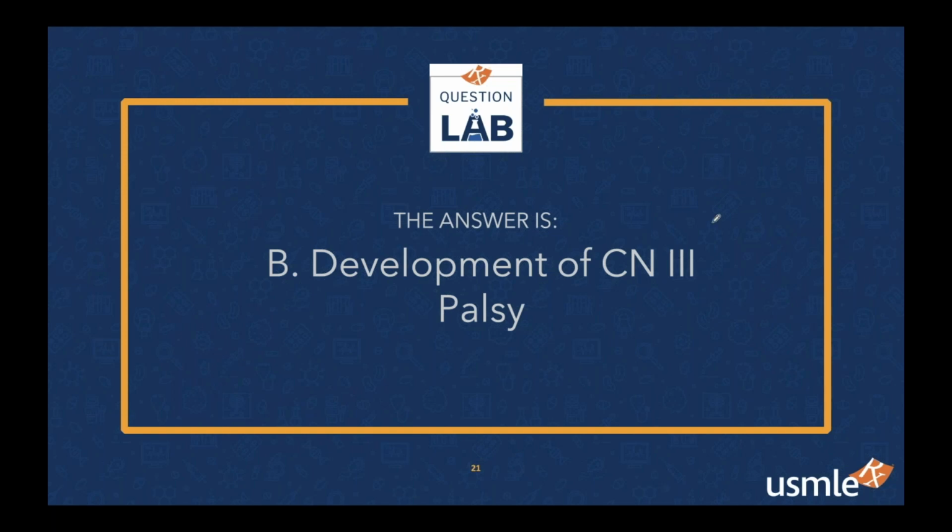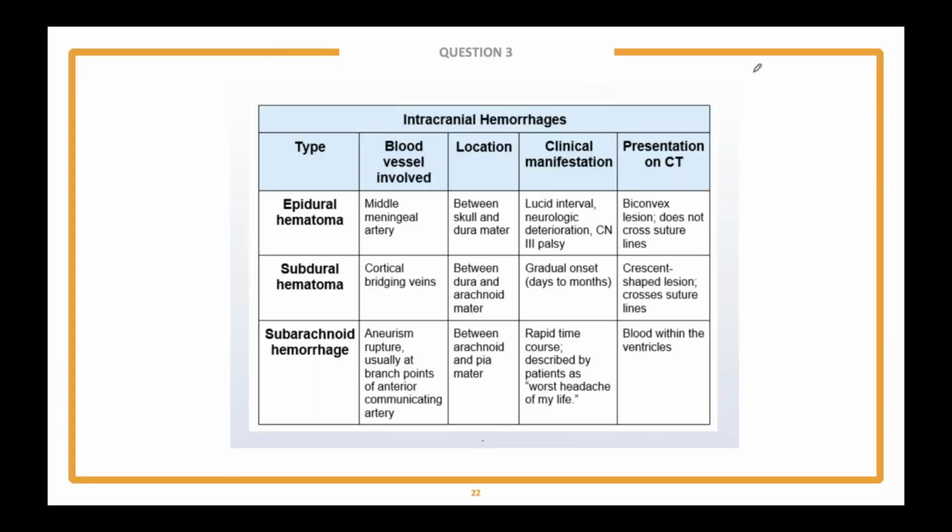So now let's explain and go through why the answer choice is, in fact, development of cranial nerve 3 palsy. Okay. So here's a nice little chart of the 3 different kinds of hematomas.